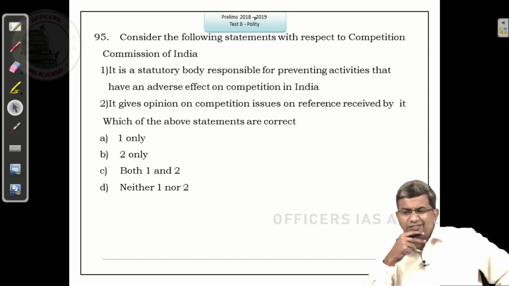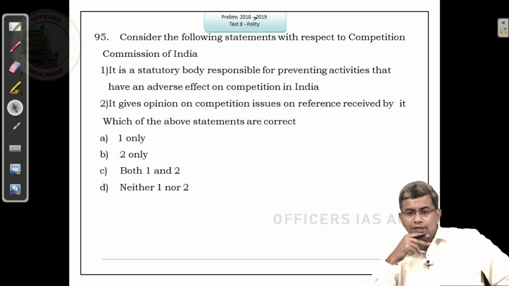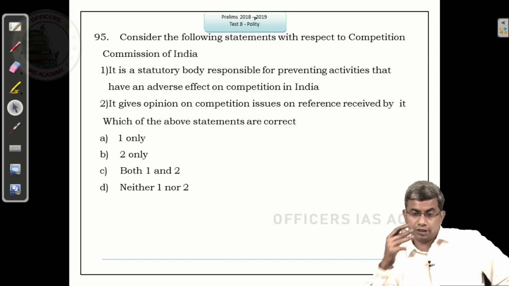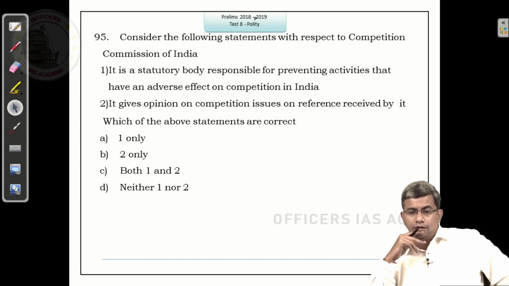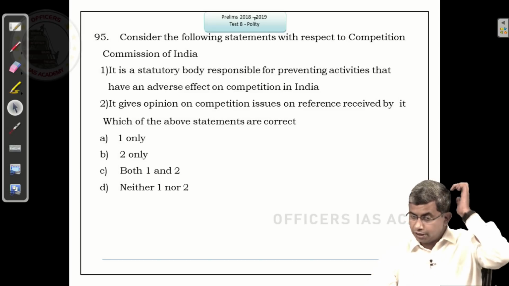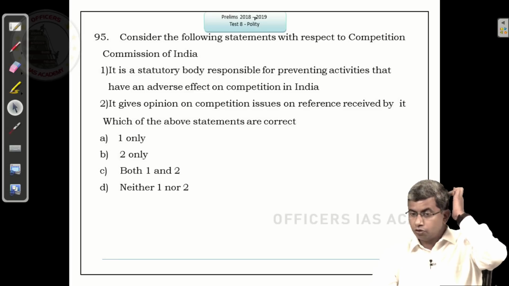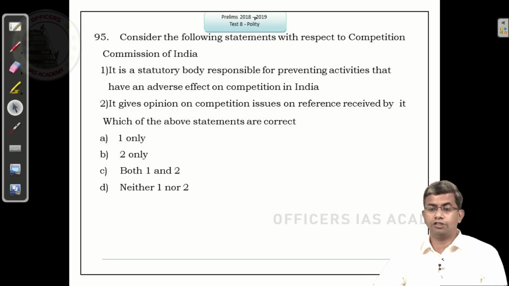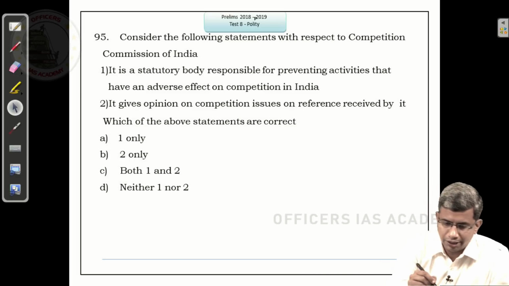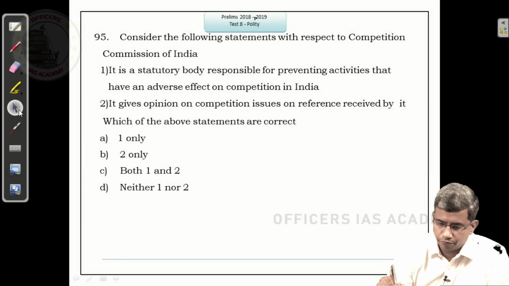Consider the following statements with respect to Competition Commission of India. It is a statutory body. Yes, there is a Competition Act which establishes the Competition Commission of India. So the first statement is correct. Responsible for preventing activities that have an adverse effect on competition. It gives opinion on competition issues on reference received by it. Obviously, that is why it has been set up. So the correct answer for this is C, both 1 and 2.